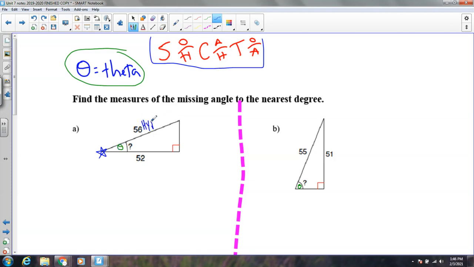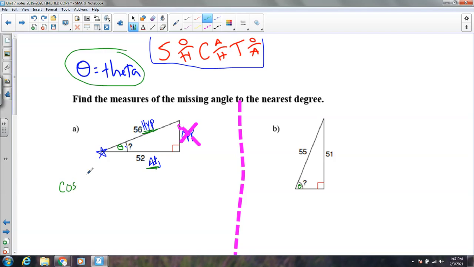Hypotenuse is the longest side across from the right angle. The opposite is the one across from my reference angle. And the adjacent is the one that's left. It's the one next to my reference angle. So let's see. Looks like, again, I'm not using my hypotenuse, so I'm going to cross that one out. So we have a cosine. We have the adjacent and the hypotenuse.